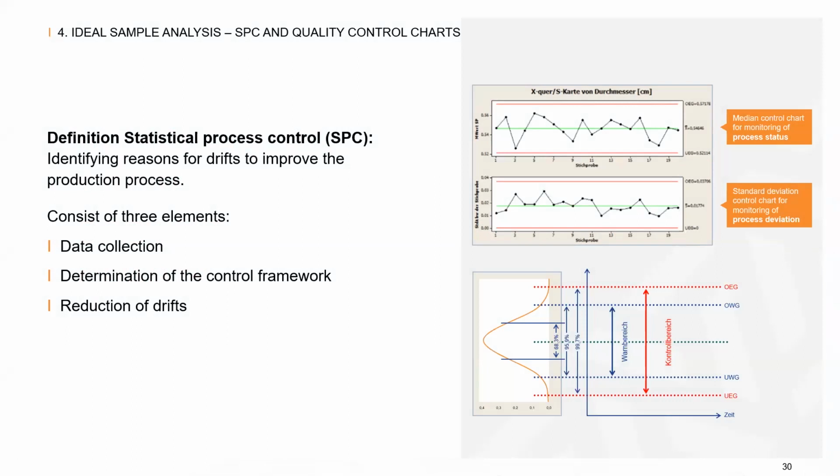Statistical process control is made up of 3 core elements: data collection, determination of the control framework, and reduction of drifts or deviations. Tools such as SPC produce process flow charts, tally schedules, histograms, and cause and effect diagrams. It can be used to monitor the overall performance of all your instrumentation.